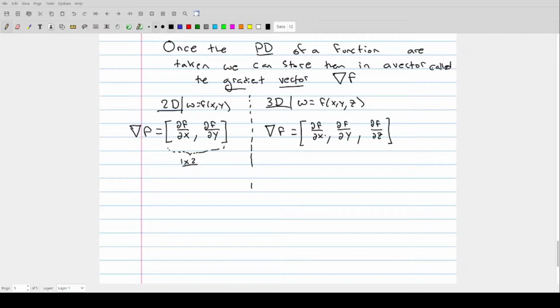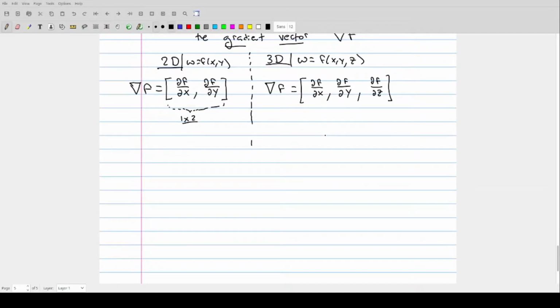But the reason that we call it a field is that at every given point we have a different value for the partial derivatives. So the partial derivatives in general are functions of position, of space. So the gradient is also a function of position. At any given point, this gradient vector is changing. So because of that, we call it a gradient field.